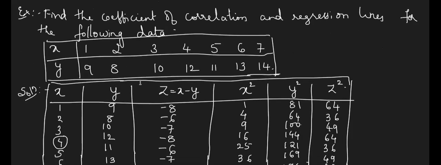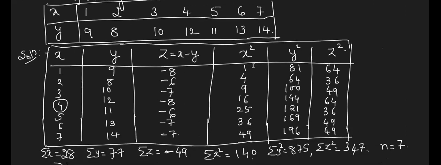So here we have a question where we have to find the coefficient of correlation as well as regression lines for this given data. Now for the given data x and y, you construct one tabular form containing x values, y values, and then z, take it as x minus y. Okay, difference between the given set of values. Then take one more column as x square, next y square and z square.